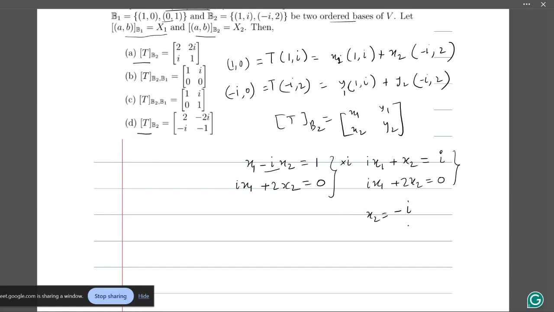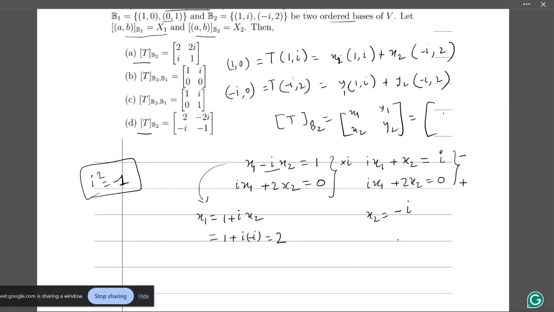X2 is equal to minus i. Then X1 is equal to, from here, X1 is equal to 1 plus i X2, and this is equal to 1 plus i times minus i, this is 2, because i square is equal to minus 1, so minus i square will be plus. So in the first column we are getting X2 is equal to minus i, and X1 is equal to 2.